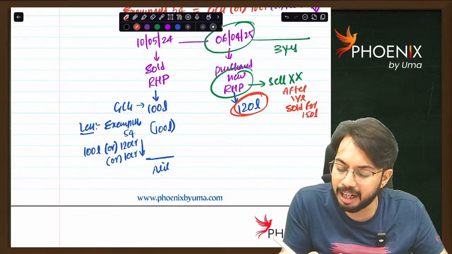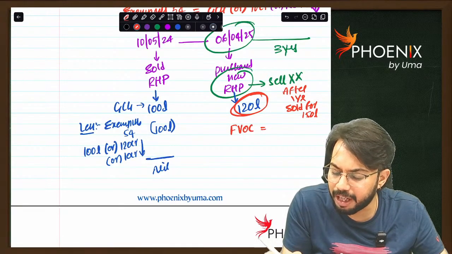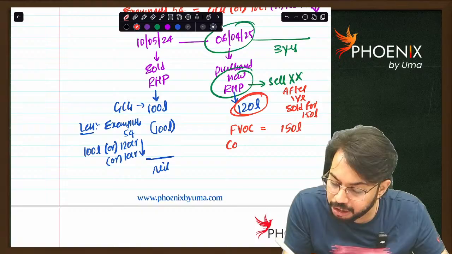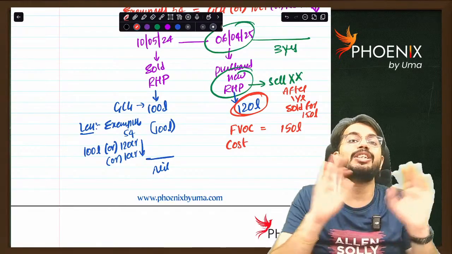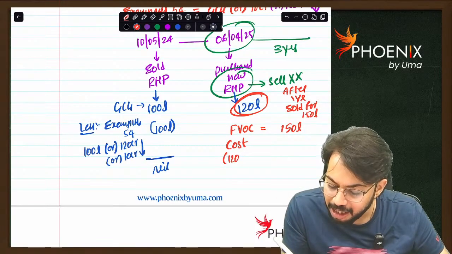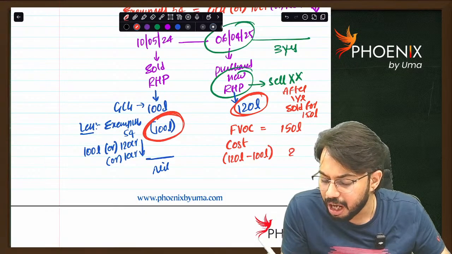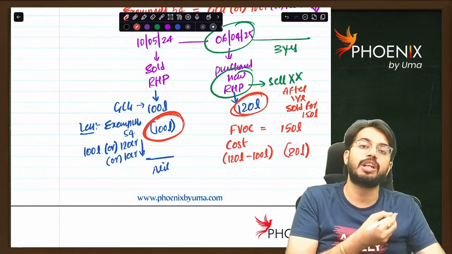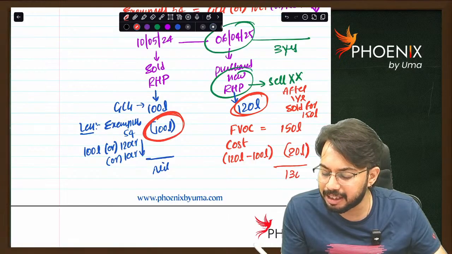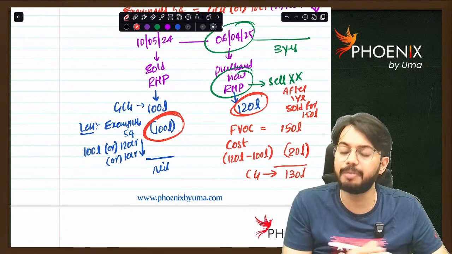Now I need to calculate capital gains. Now full value of consideration 150 lakhs. Cost of acquisition 120 lakhs is not allowed. From 120 lakhs, whatever the exemption that you have claimed earlier, that will be reduced, and only 20 lakhs is allowed as cost of acquisition and 130 lakhs is taxable. Are you able to understand?